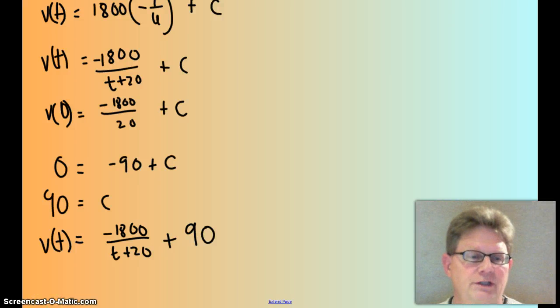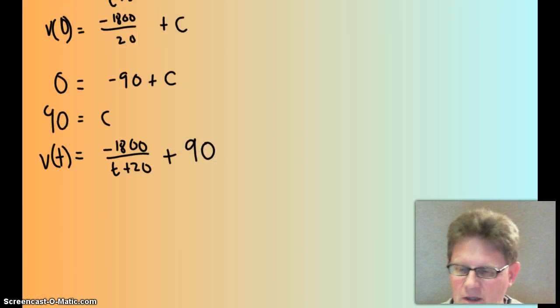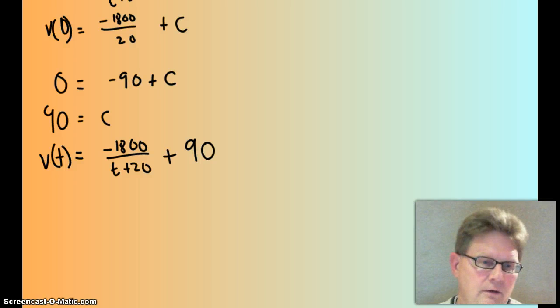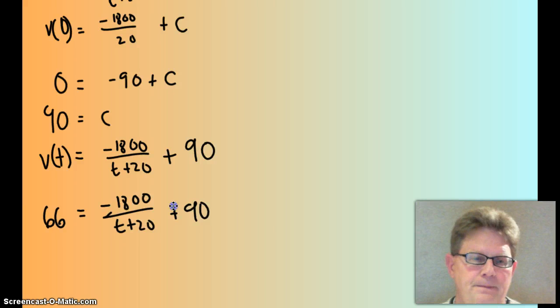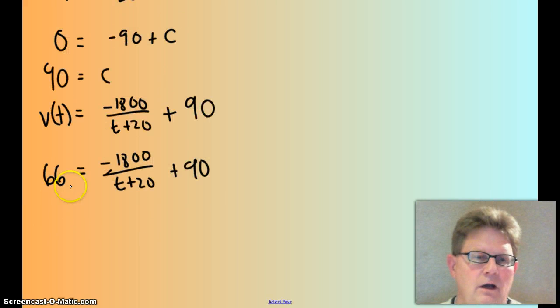Alright, part B asks us, when will the velocity be equal to 66 feet per second? Alright, so let's see here. We're going to set this equal: 66 equals negative 1800 over t plus 20 plus 90. So let's go ahead and subtract 90 from both sides. Negative 24 equals negative 1800 over t plus 20.